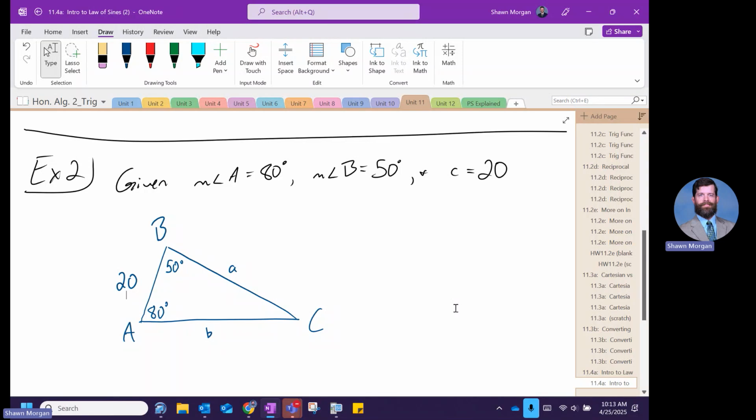So we're going to get into the law of sines. I've got the law of sines written up here on the television screen. We're going to use it here in just a sec.